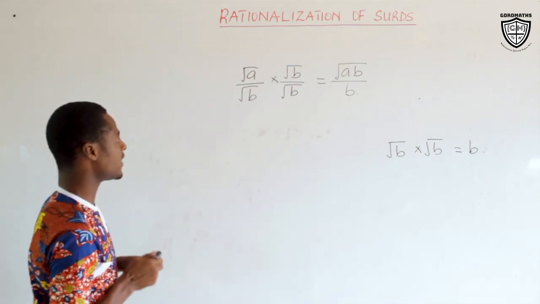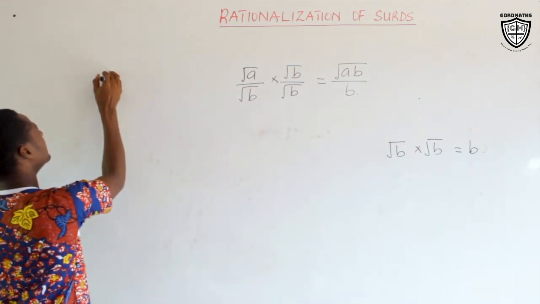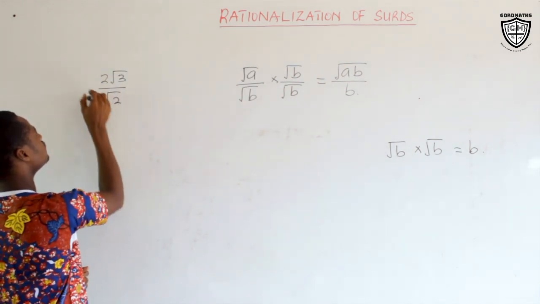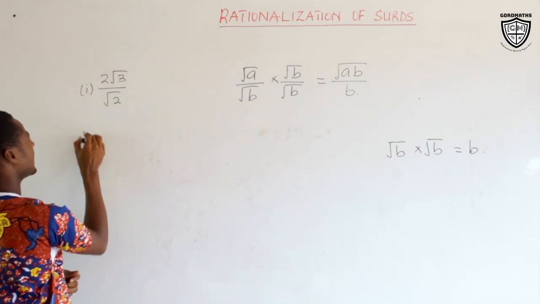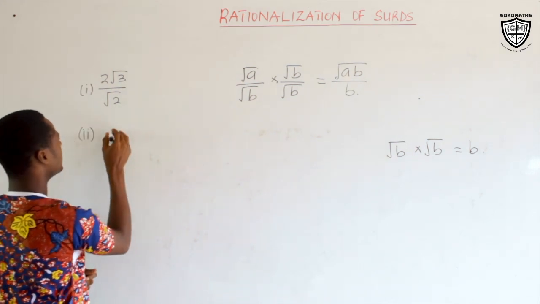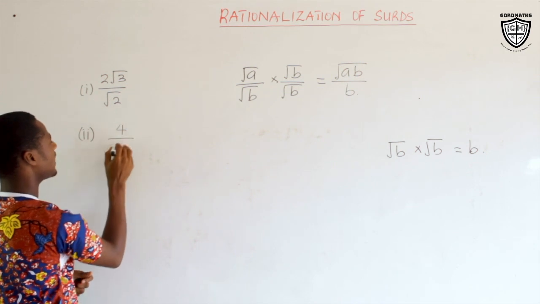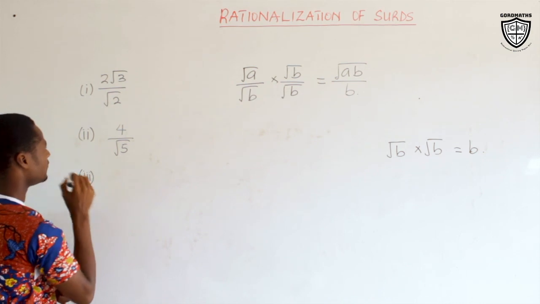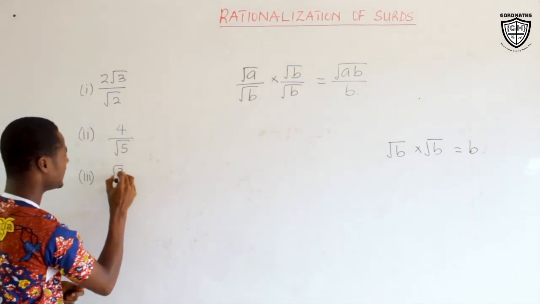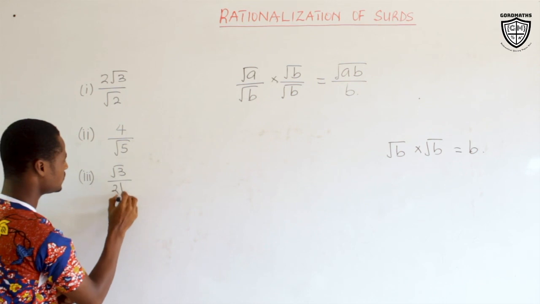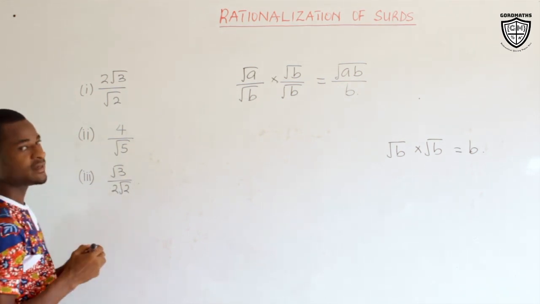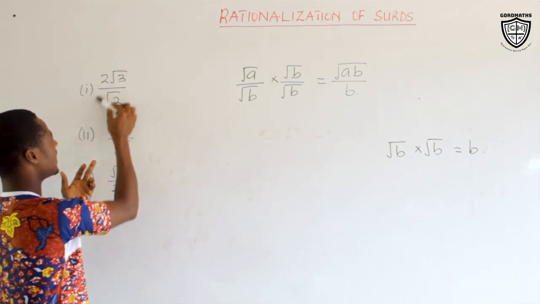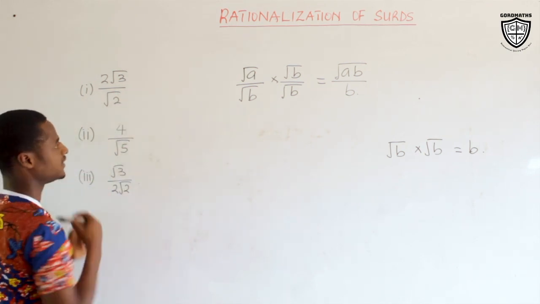Let's consider a few examples. Example I: 2 square root 3 divided by root 2. Example II: 4 over square root of 5. Example III: root 3 divided by 2 times square root of 2. Let's consider these examples where we want to rationalize the surd by eliminating the square roots at the denominator.